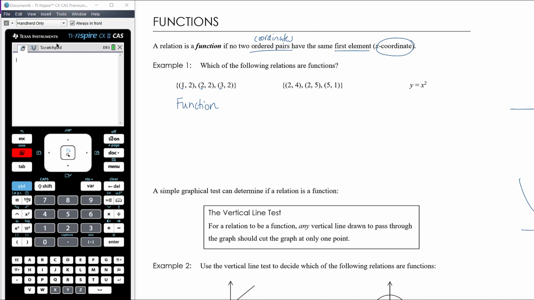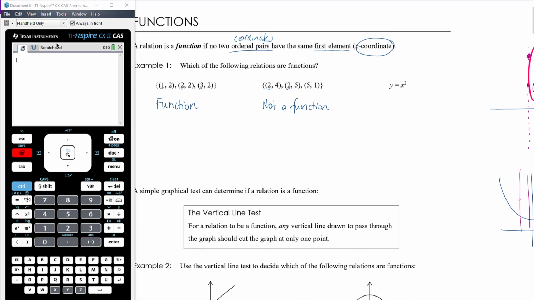In the second relation, we have 3 points also, but these first 2 points have the same x coordinate, and so therefore this is not a function. It's still a relation, they're both relations, but the first relation is a function, and the second relation is not a function. The third one is a parabola.